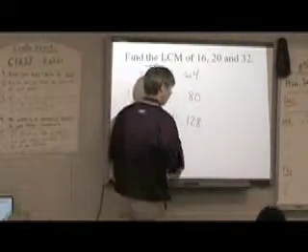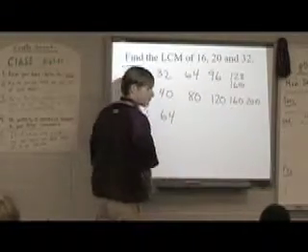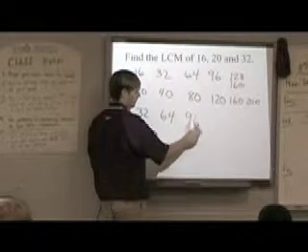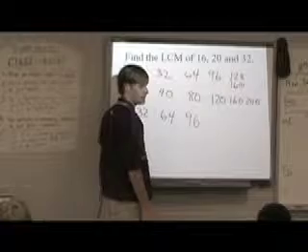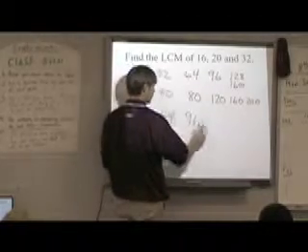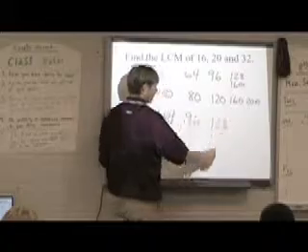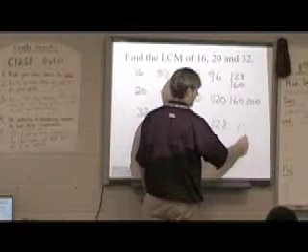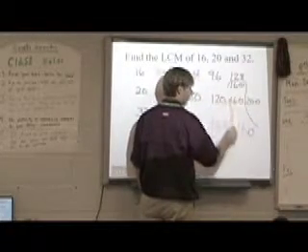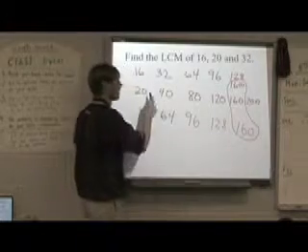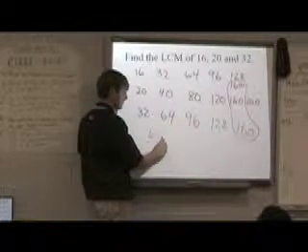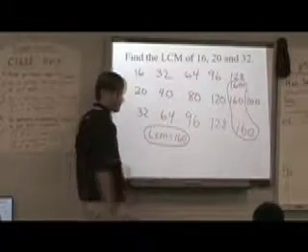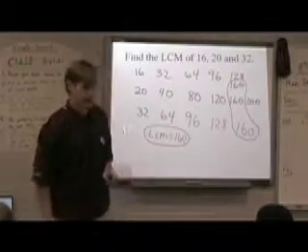16 plus 16 plus 16 is 48, and 64 plus 32 is 96. Do we have a three-way match yet? No. 96 plus 32 is 128. Do we have a three-way match yet? No. 128 plus 32 is 160. Do we have a three-way match now? Yes. So what's my LCM? 160. You're going to want to write it like this: LCM equals 160. I want you to write it and circle your answer.